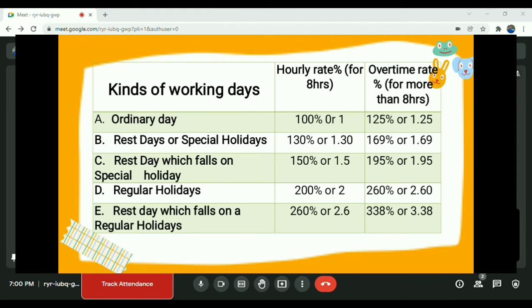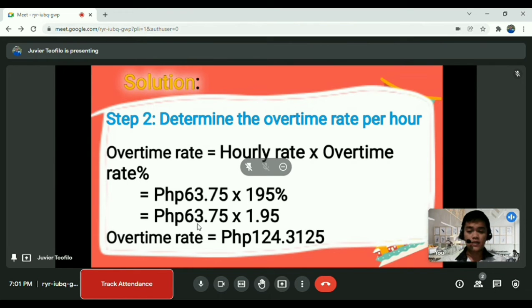As you observe on the table, we have overtime rate that exists for more than 8 hours. In rest day which falls on special holiday, we have 195% or 1.95. Now, the 195% or 1.95, we're going to use that to compute our overtime rate. We have 63 pesos point 75 centavos multiplied by 1.95 is equal to 124 pesos point 3125 centavos. So this is our overtime rate.